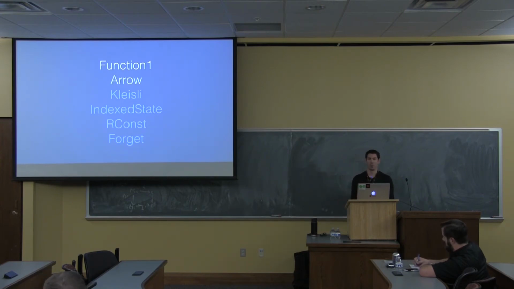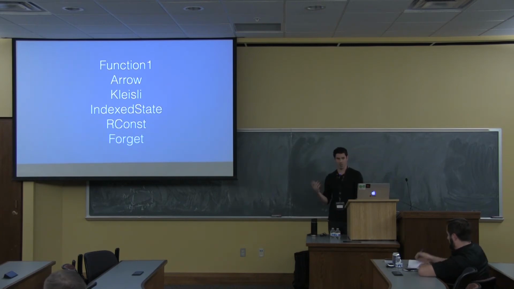Arrow. So Arrow is kind of an abstraction over Function1, or actually lots of things. Kleisli. So if you guys are familiar with Kleisli from Scalaz, it's a function around a context. So if you don't know what that is, it's not important. IndexedState is a profunctor, but if you don't know that, it's fine. Rconst, I think, is a profunctor. Forget is a really weird profunctor, but there's a lot of profunctors. You start seeing them more and more.